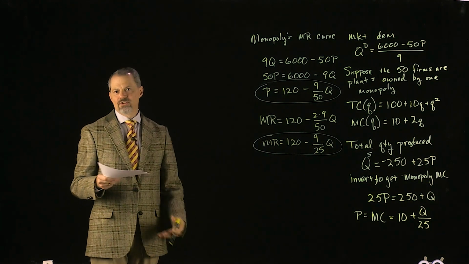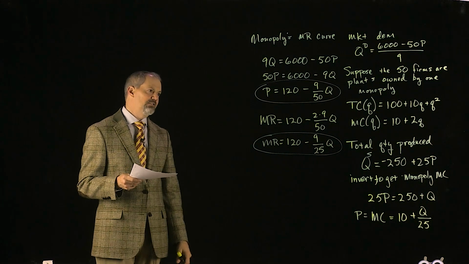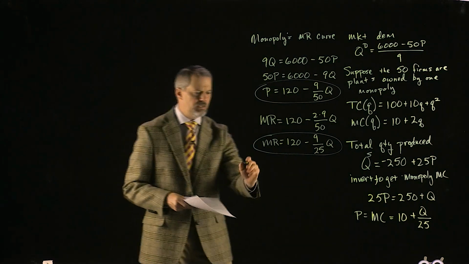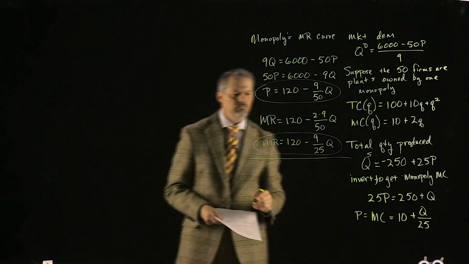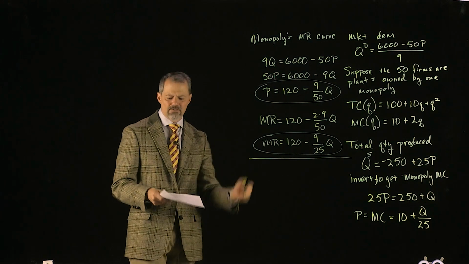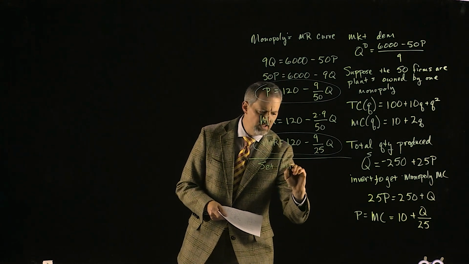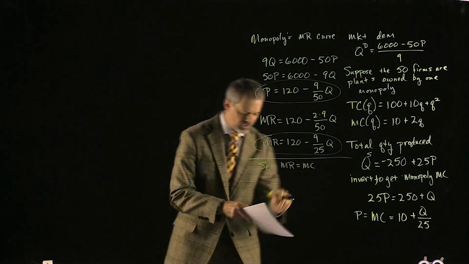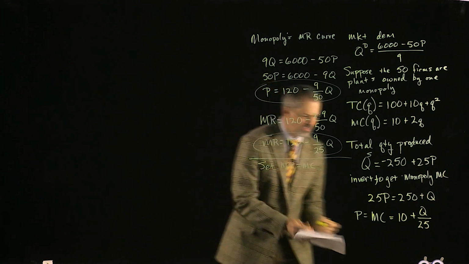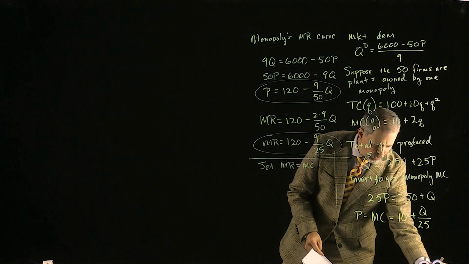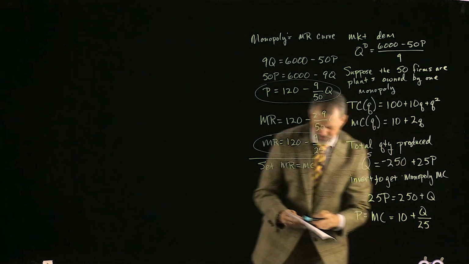So I've got most of what I need. Actually, I think I've got everything that I need right now. So I'm going to draw a line here. We need to look where marginal revenue equals marginal cost. So I'm going to set marginal revenue equal to marginal cost. And that's going to give us the equilibrium quantity that the firm produces.